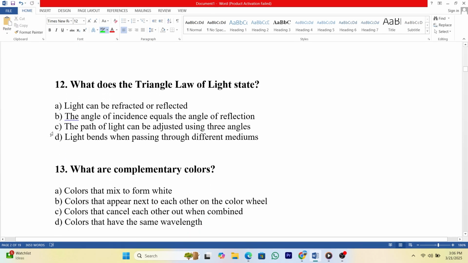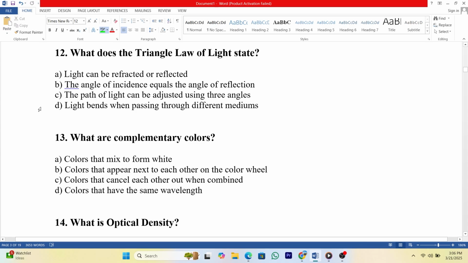12. What does the triangle law of light state? A. Light can be refracted or reflected. B. The angle of incidence equals the angle of reflection. C. The path of light can be adjusted using 3 angles. D. Light bends when passing through different mediums. Answer: B. The angle of incidence equals the angle of reflection.